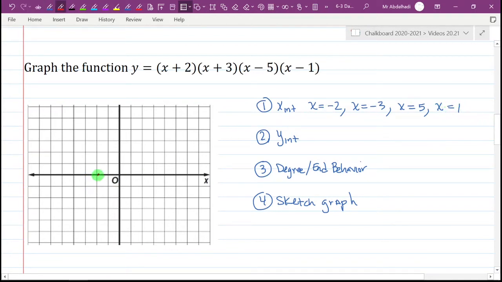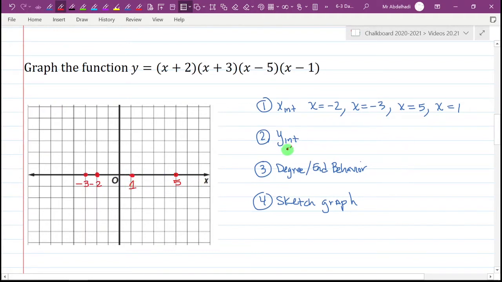So -2, -3, +5, 1, 2, 3, 4, 5, and +1. So that's our first step, putting down the x-intercepts.